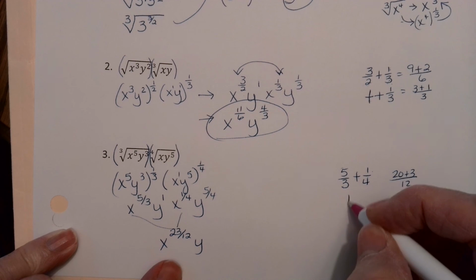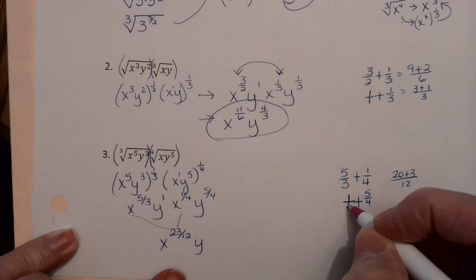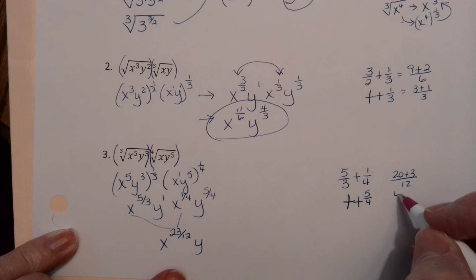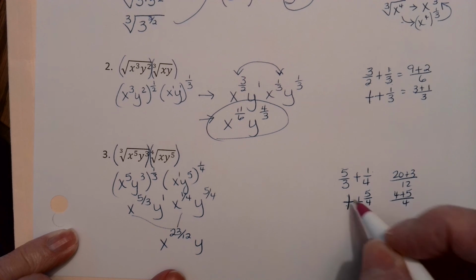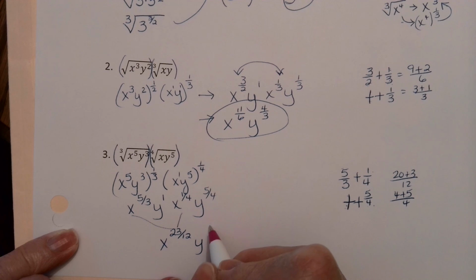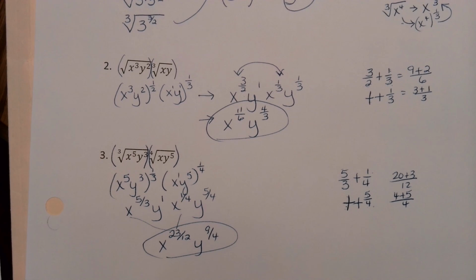Y, I've got 1 plus 5/4. Make it 1 over 1. It's 4 plus 5 over 4. Multiply plus multiply over multiply. That's 9/4. And I hope that's helpful.